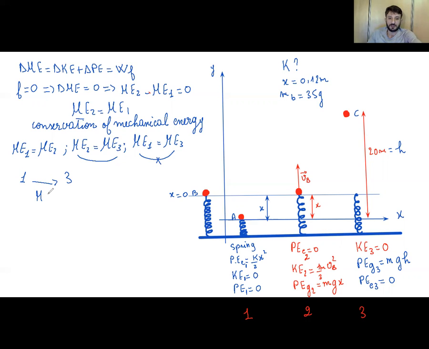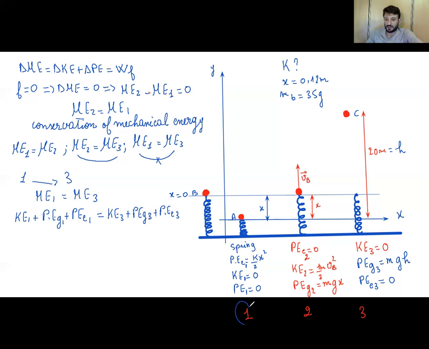Mechanical energy 1 equals mechanical energy 3. Mechanical energy equals the kinetic energy plus potential energy. So here in state 1 we have kinetic 1, gravitational potential energy, plus elastic potential energy 1. And in state 3 we have kinetic energy 3 plus gravitational potential energy plus elastic potential energy 3.